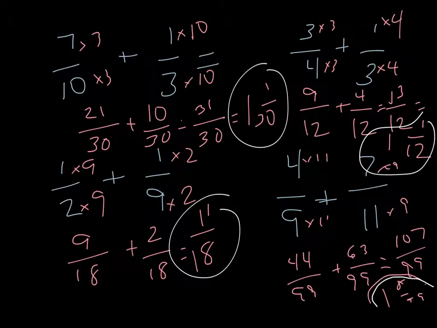Okay, the answers are in, and the answers are 1 1/30, 1 1/12, 11/18, and 1 8/99. Now, these problems were kind of difficult because they all ended up being more than a fraction. They ended up being a whole number and a fraction, which we call a mixed number. And I'm not sure if you learned that term with Mrs. Sebastiani or not, but that is called a mixed number.